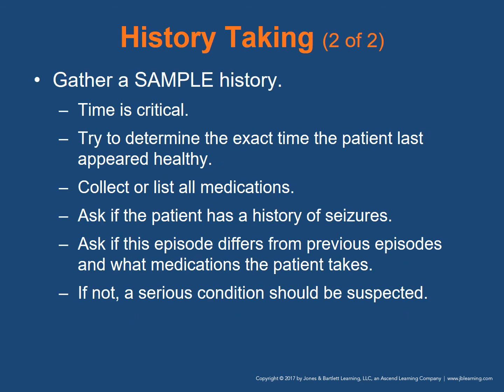We need that SAMPLE history and that OPQRST. Understanding the history of the patient, the medications they're on, also getting that information on what was the onset, when was the last time they were seen behaving normally. It's all going to help us get a better understanding of where this patient's coming from and what is happening to them.